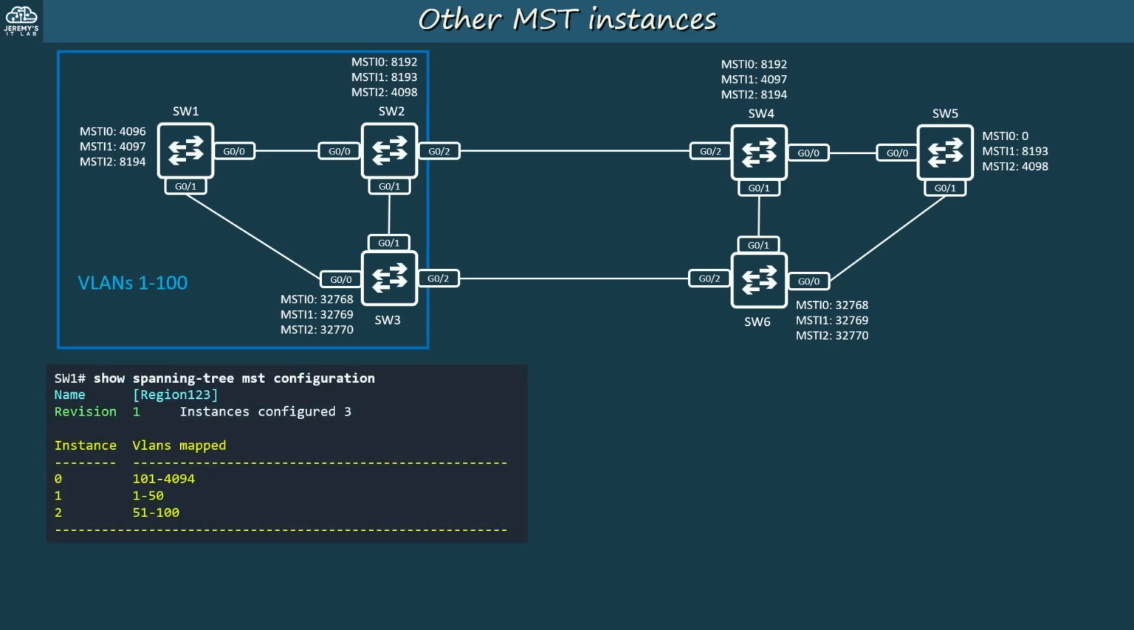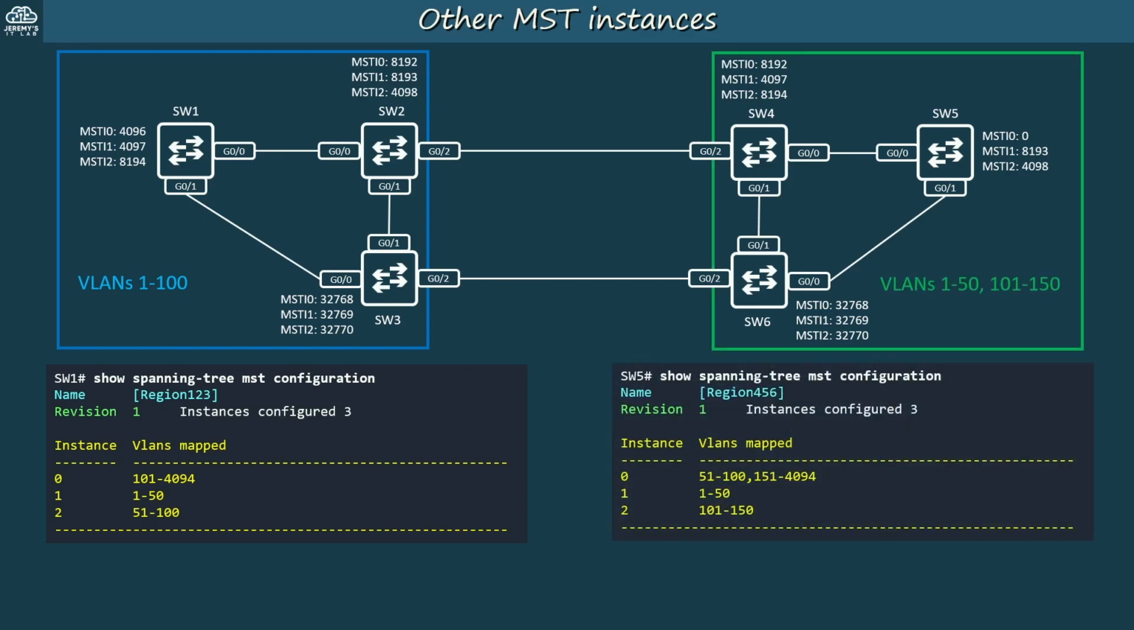In Region 123, we have VLANs 1 to 100, with 1 to 50 mapped to instance 1, and 51 to 100 mapped to instance 2. And in Region 456, we have VLANs 1 to 50 and 101 to 150, with 1 to 50 mapped to instance 1, and 101 to 150 mapped to instance 2. So let's see how each of these instances works.